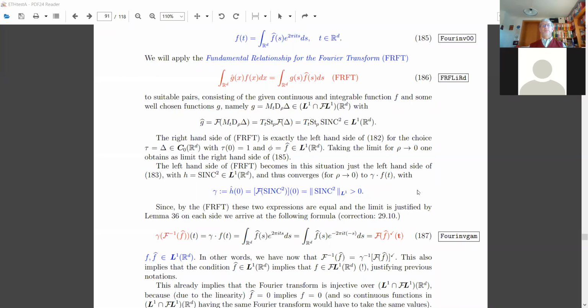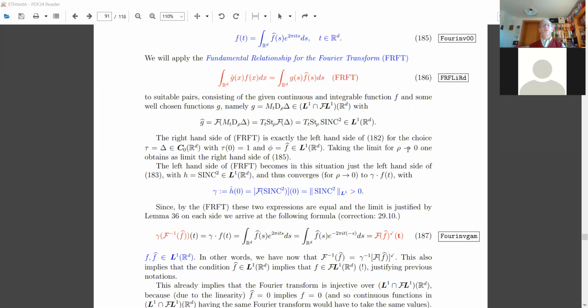Because I had a serious typo last session, I would like to correct this and resume at page 91 of the current version of the script, which will change over time, of course. So we were starting from the fundamental relationship for the Fourier transform, which can be written as: g hat integrated against f is the same as g integrated against f hat.